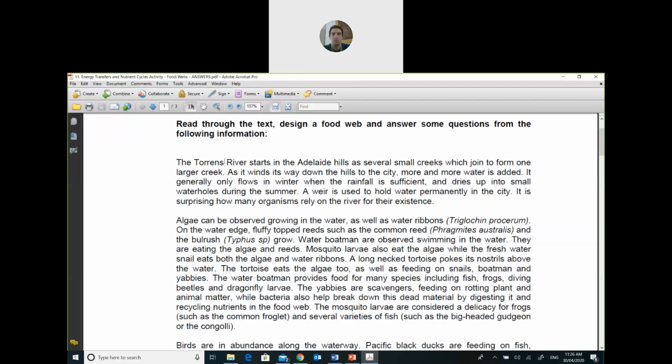So we're told the Torrens River in the Adelaide Hills starts as several small creeks which join to form one larger creek. As it winds down the hills to the city, more and more water is added. It only flows in winter when the rainfall is sufficient, and dries up into small waterholes during the summer. So a weir is used to hold water permanently in the city, and it's surprising how many organisms rely on this particular river for their existence.